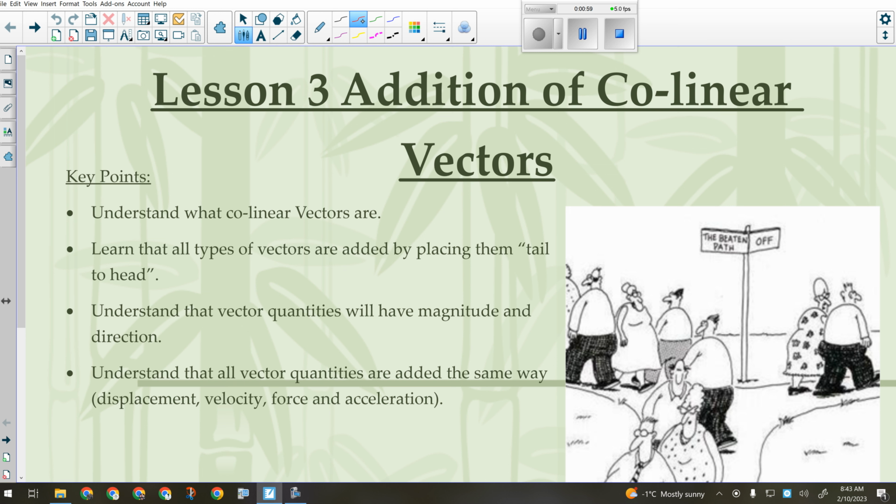You learned that all types of vectors are added by placing them tail to head. What we mean by that is if I had a question that said you went 20 meters north, I would draw that vector like so, 20 meters, and I would draw an arrow that goes north. And then you went 40 meters east. Well, where would I draw that? From the top, 40 meters east. Exactly. I would draw it from here. I draw it tail to head, like I'm telling a story. First this thing happened, and then this happened.